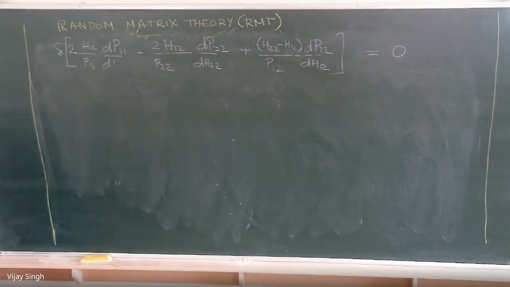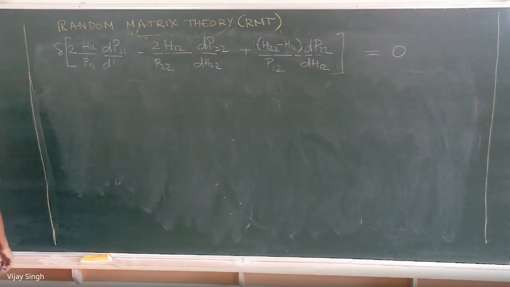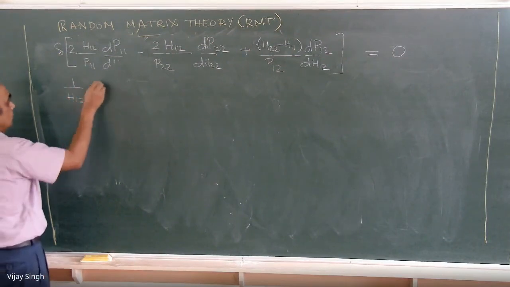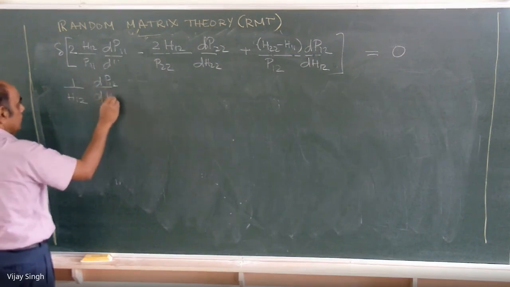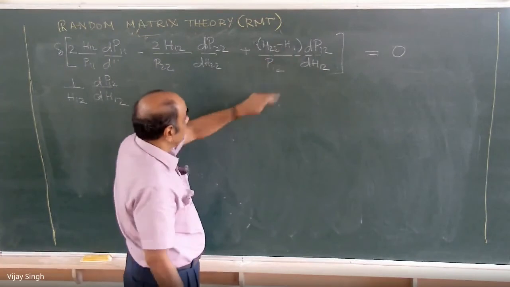And I will get, and if you'll allow me, I don't want to make a mistake in this. So actually, I have 1 over H12. That is this term, because I'm dividing by this.